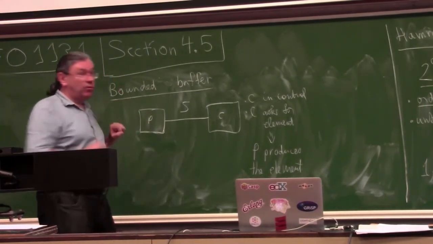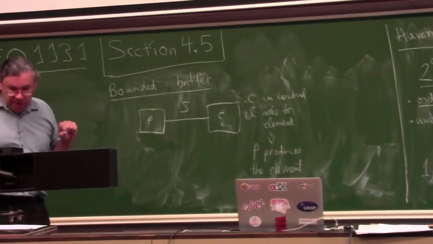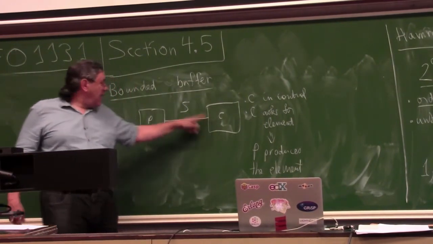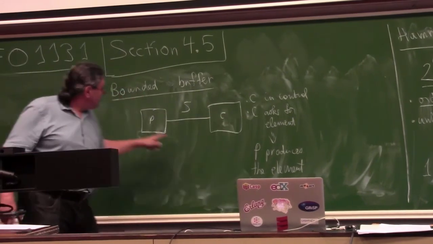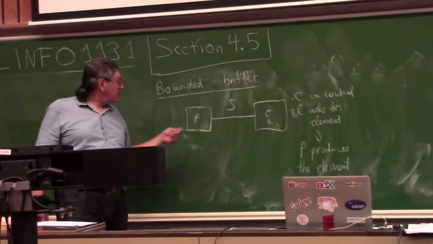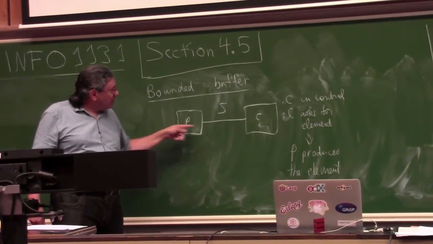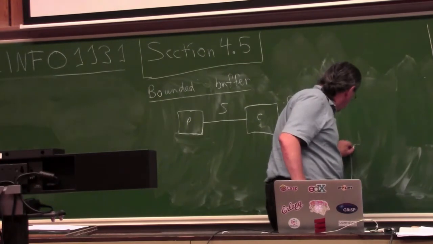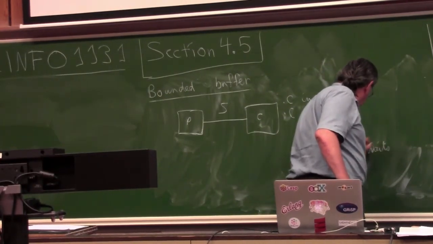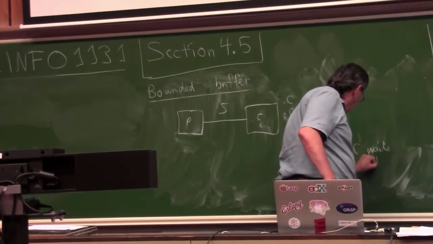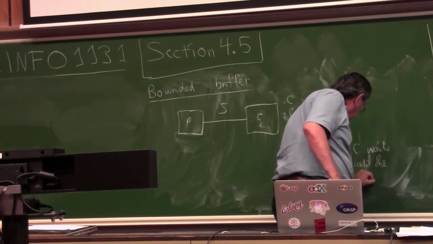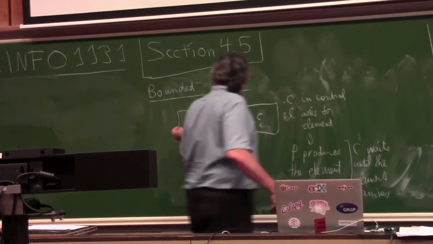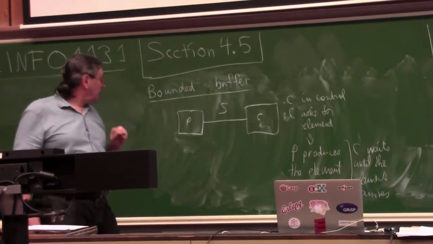Now that's reasonable, but maybe it's too slow. The consumer asks for an element, and then when it asks for the element, the producer produces the element, and meanwhile, the consumer has to wait. So C has to wait until the element arrives. So the execution is kind of a coroutining.